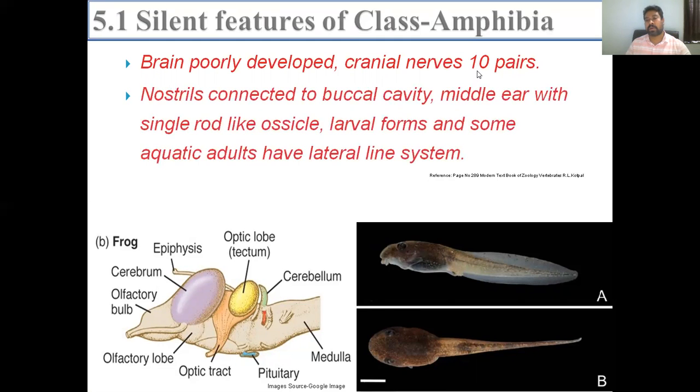If we talk about their sensory organs, the nostrils are connected to the buccal cavity. In the case of fishes, the nostrils do not connect to the buccal cavity, but in amphibians, the nostrils are connected to the buccal cavity. The middle ear has only a single ossicle, which is rod-like, and the larval forms have a lateral line system. Here we can see the larva, called the tadpole larva of the frog, and this is a line, which is called a lateral line because it is present on the lateral side of the body in the form of a line. This lateral line system consists of rheoreceptors, which perceive changes in the water current.